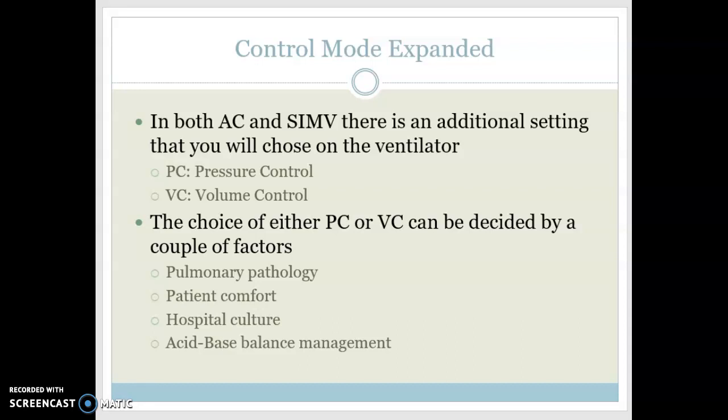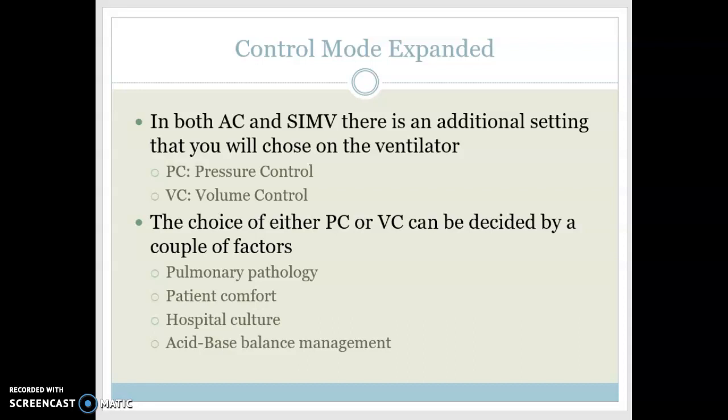One example would be obstructive patients love pressure control. For some reason, their lungs just find it very comfortable to get that additional pressure in. It helps decrease work of breathing and increases ventilation. Patient comfort: some patients with super sick lungs might need help just getting that volume in. They might appreciate volume control.